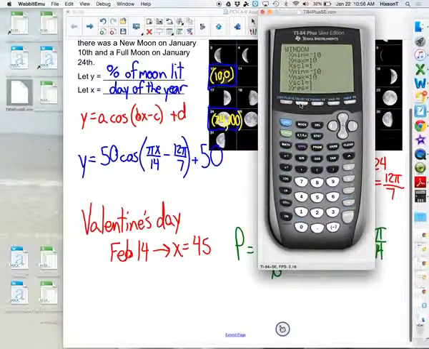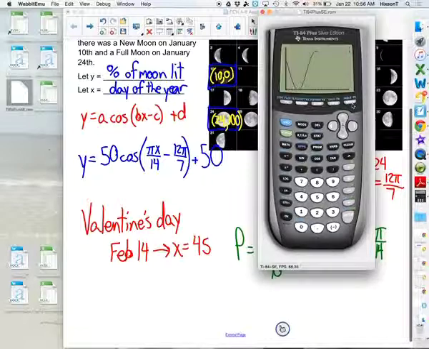What would be good to set our window at? We could do x going from 0 to, we've got to go at least to where? Maybe like 110. We at least have to go to 45, right? Because we want the 45th day. So let's maybe make it go to 50. And then for y we're going to want to go from 0 to like 110 or something so we can see that top. That'll be nice. And we can see the graph here.